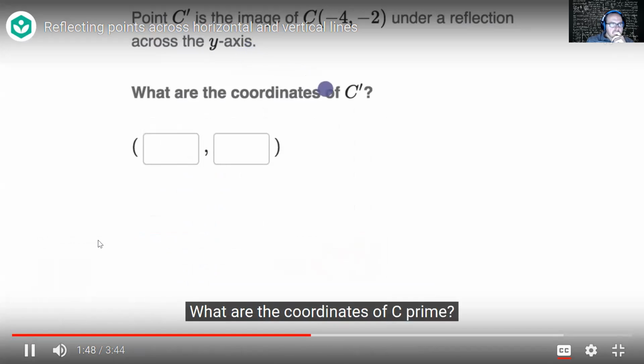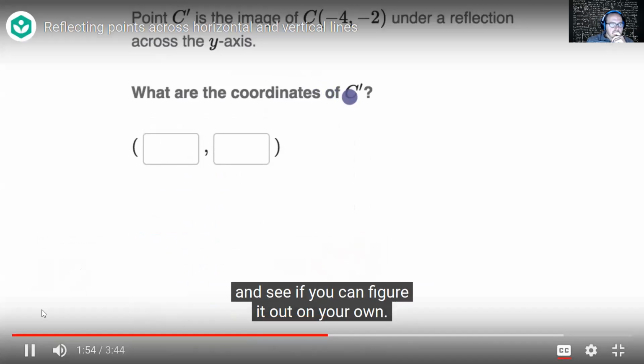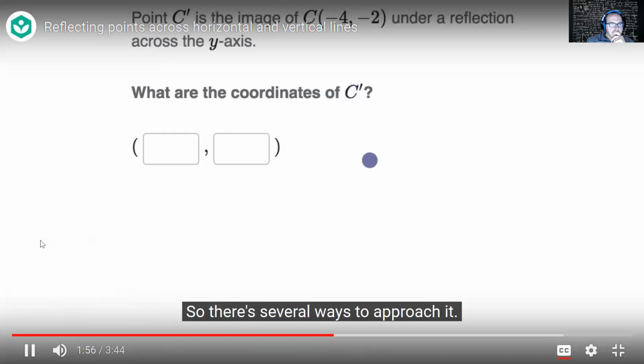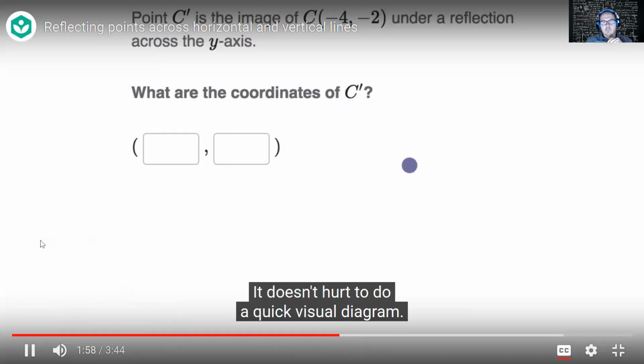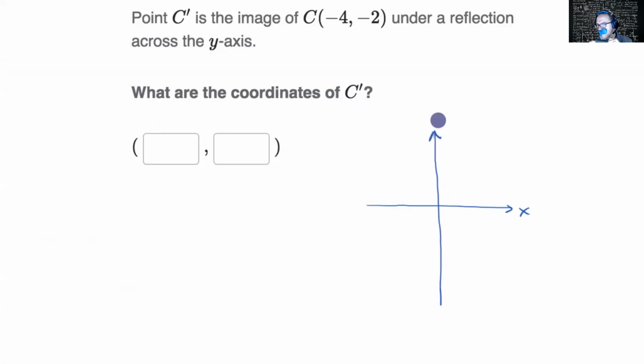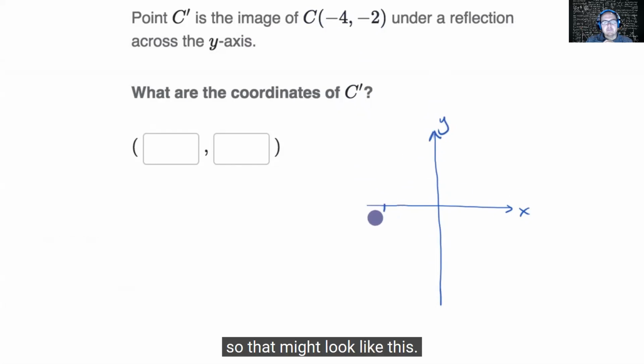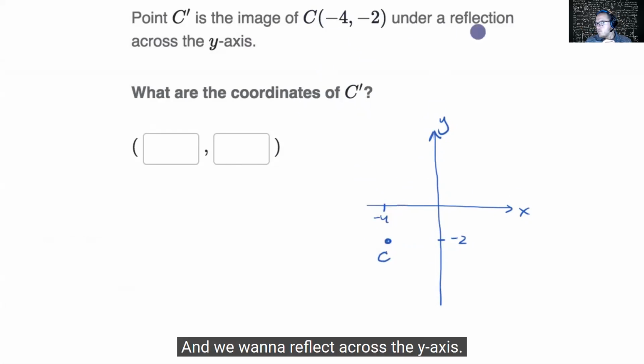What are the coordinates of C? So pause this video and see if you can figure it out. Well, there's several ways to approach it. It doesn't hurt to do a quick visual guide. So that would be my x-axis. This would be my y-axis. And it's point -4, comma -2. So then I look at -4, -2. This point C, right? And we want to reflect across the y-axis.